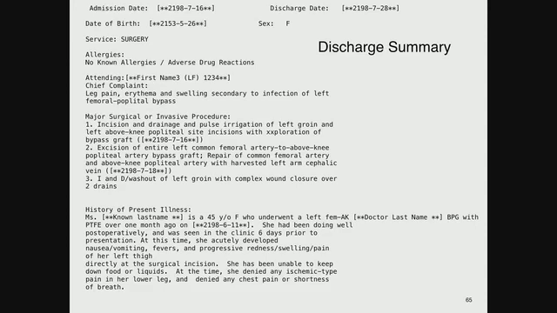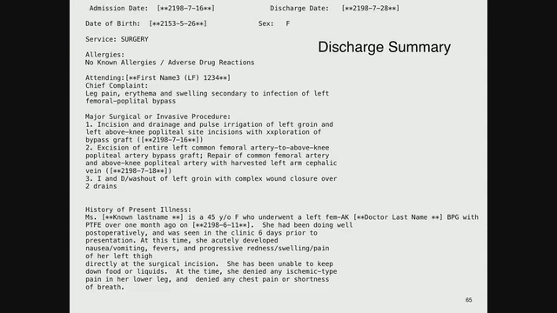Major surgical or invasive procedure: incision and drainage and pulse irrigation of the left groin and left above-knee popliteal site, incisions with exploration of bypass graft, and excision of the entire left common femoral artery to above knee, and so on. So this is what they did.